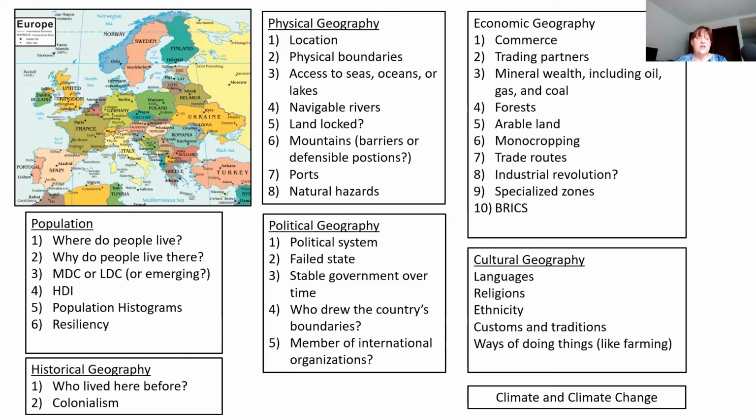Another is historical geography. It's basically who lived there before and who colonized, because like I said at the beginning, every place has been colonized by some other place. Now, political geography is where we look at the political system. We have a democracy, and we talked about the fact that if it's stable over a long time, there's more time to develop an actual culture in the society in which you live. We talked about being members of international organizations like NATO. One of the big things we're going to look at is who drew the country's boundaries.